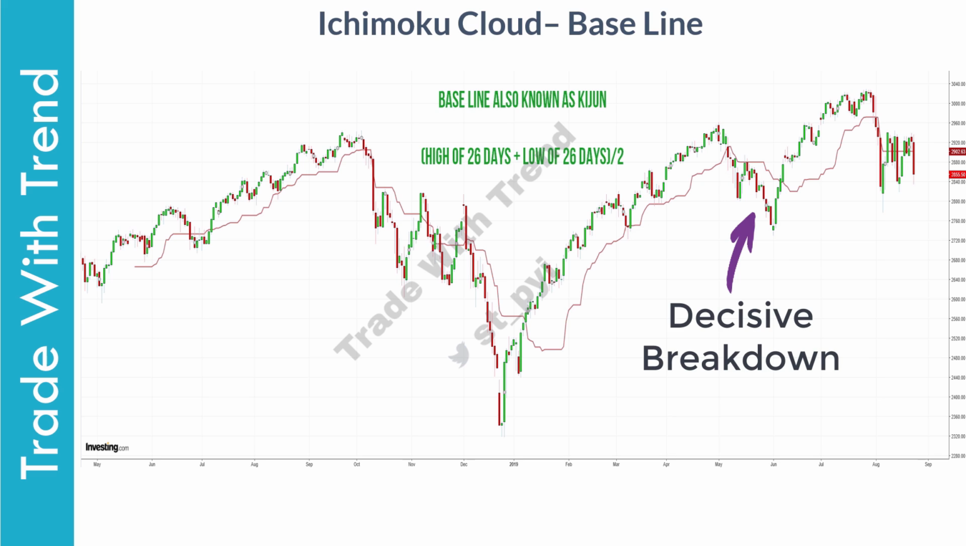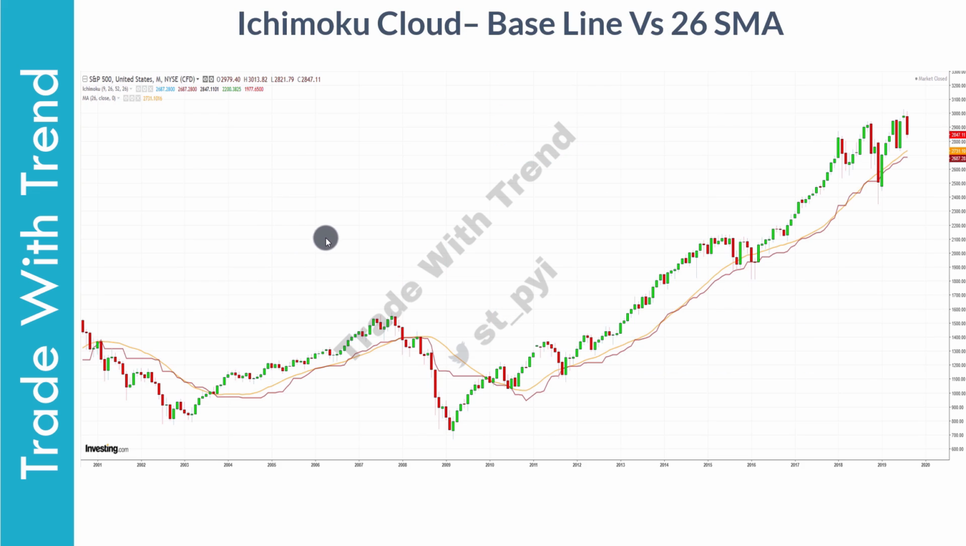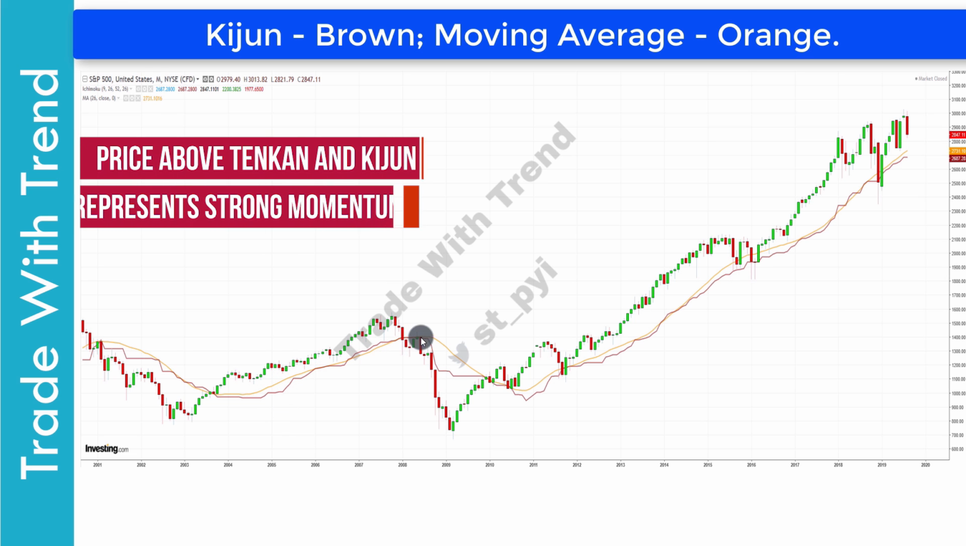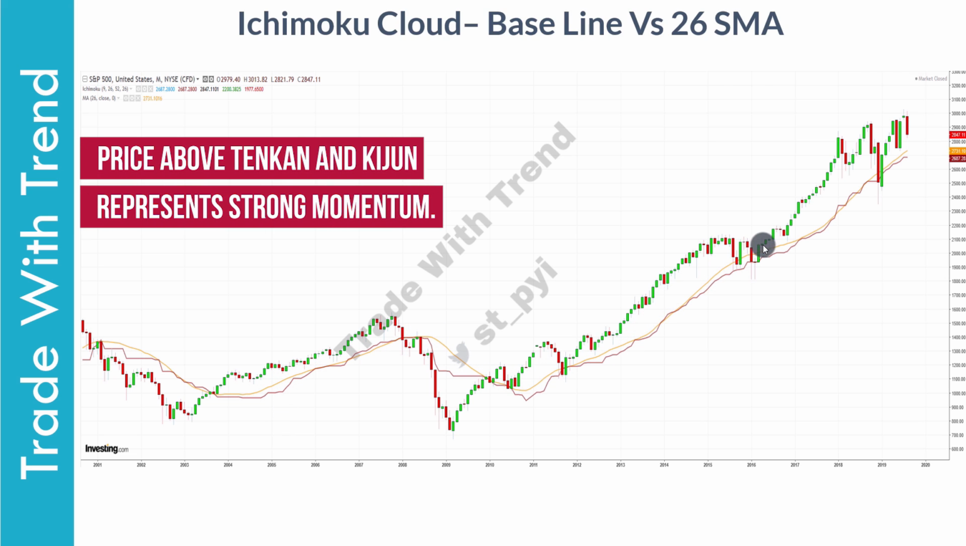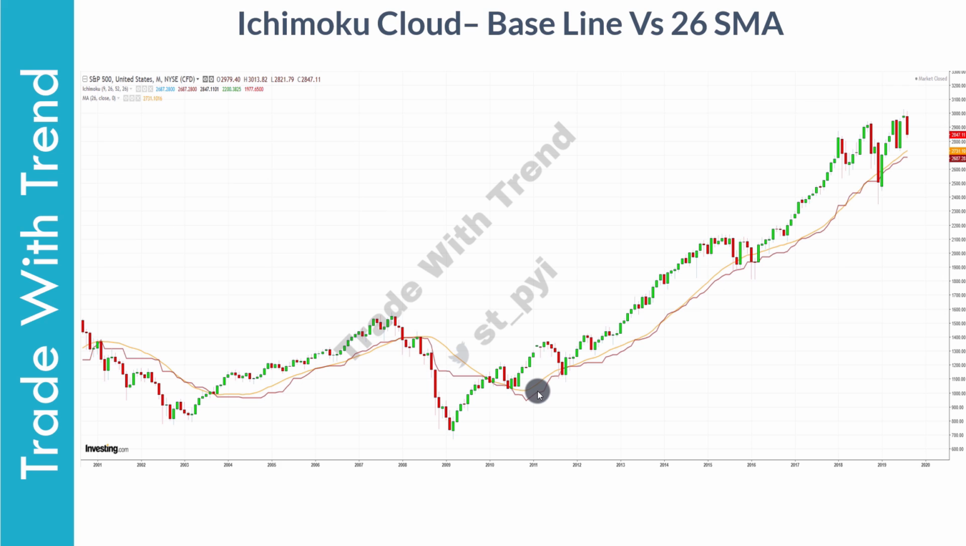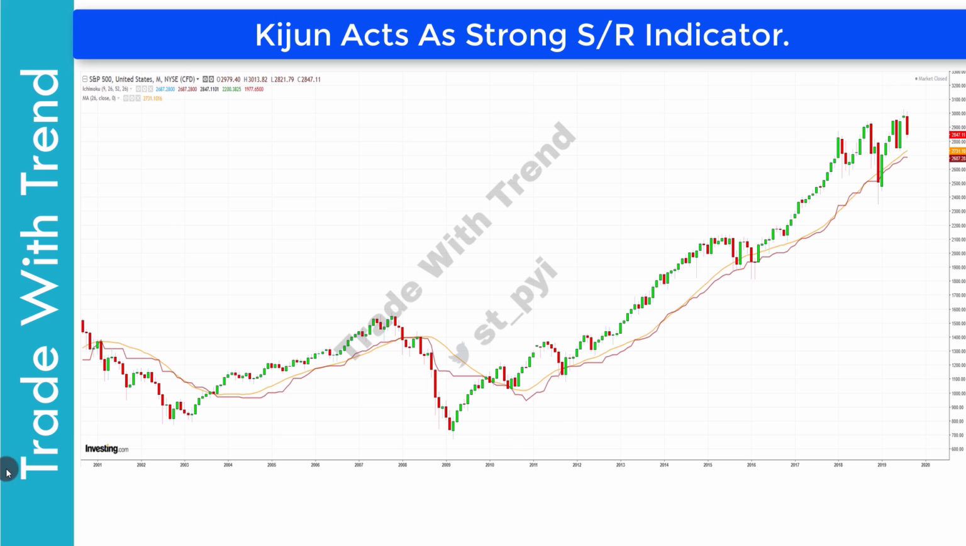Let us now compare Kijun and the 26-period moving average. I have marked the moving average in an orange line, whereas Kijun is marked in a brown line. Moving average again is very smooth and follows price with a lag. Kijun, on the other hand, follows price more closely and hence acts as a better support and resistance level. In all these instances, it is the Kijun where price takes support as it decisively moves below the moving average. Now, the greater number of charts that you study, the more clearly evident this would become.